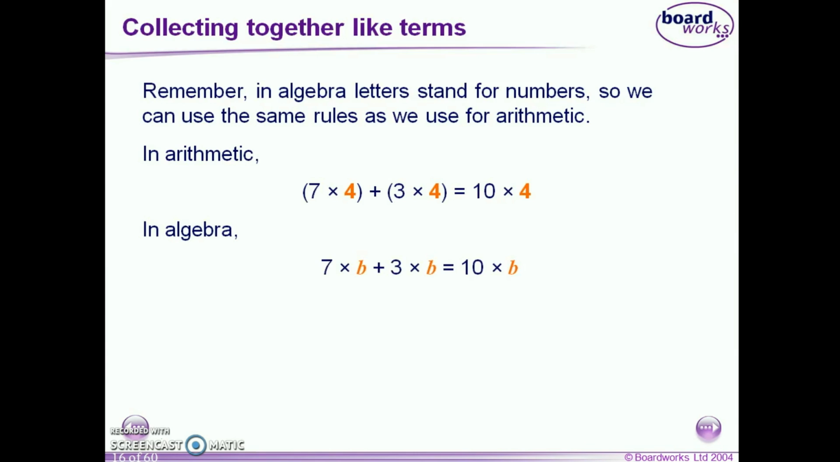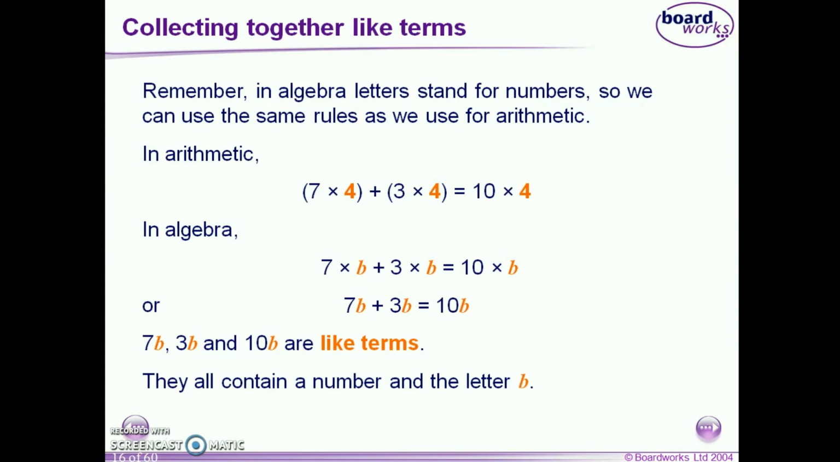In algebra, we can use the same concept: 7 times b plus 3 times b is equal to 10 times b, or 7b plus 3b is equal to 10b. 7b, 3b, and 10b are like terms. They all contain a number and the letter b.